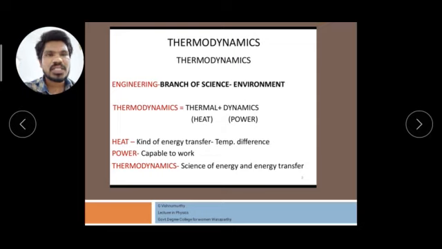Thermodynamics is taken from thermal plus dynamics. Thermal means heat, dynamics means power. That means thermodynamics is equal to heat power. Heat is a kind of energy transfer due to a temperature difference. Power is the capability to do work. If you do a work, we will have some power. Thermodynamics is a science of energy and energy transfer.